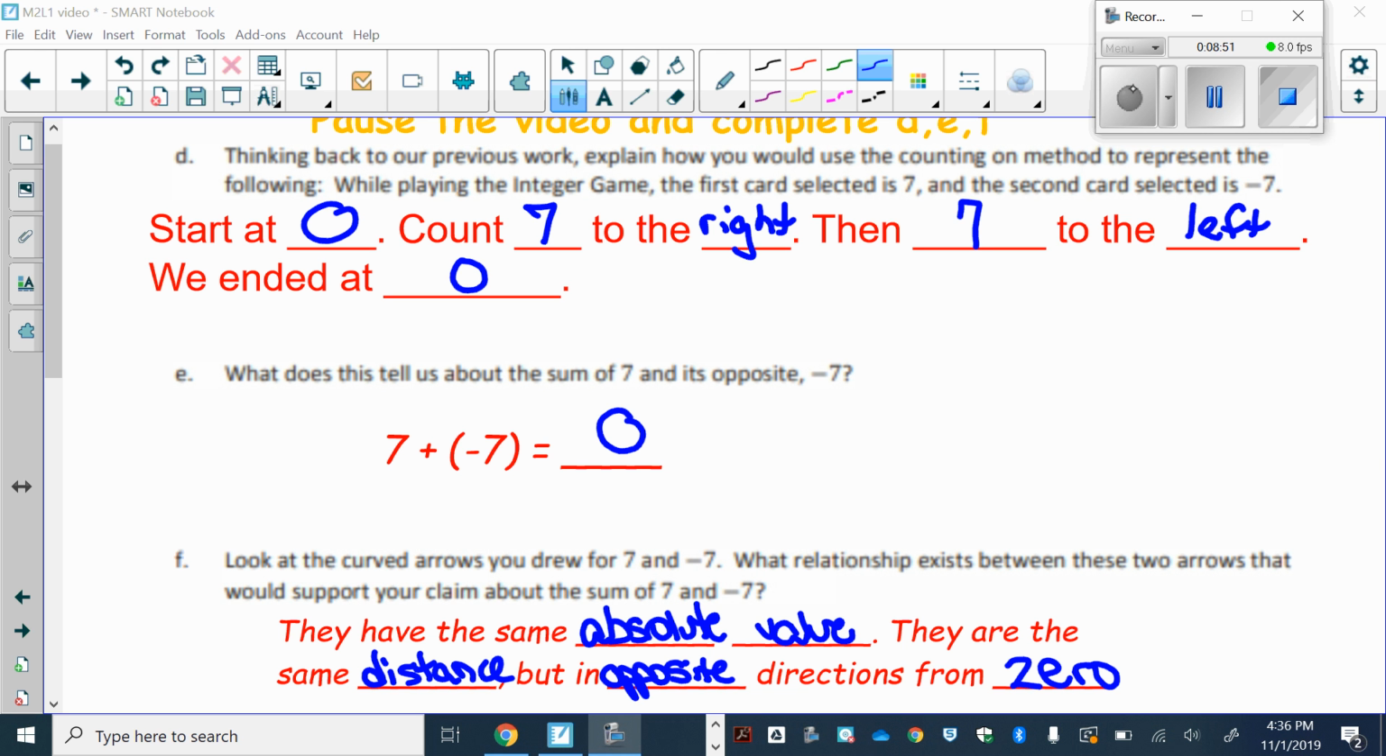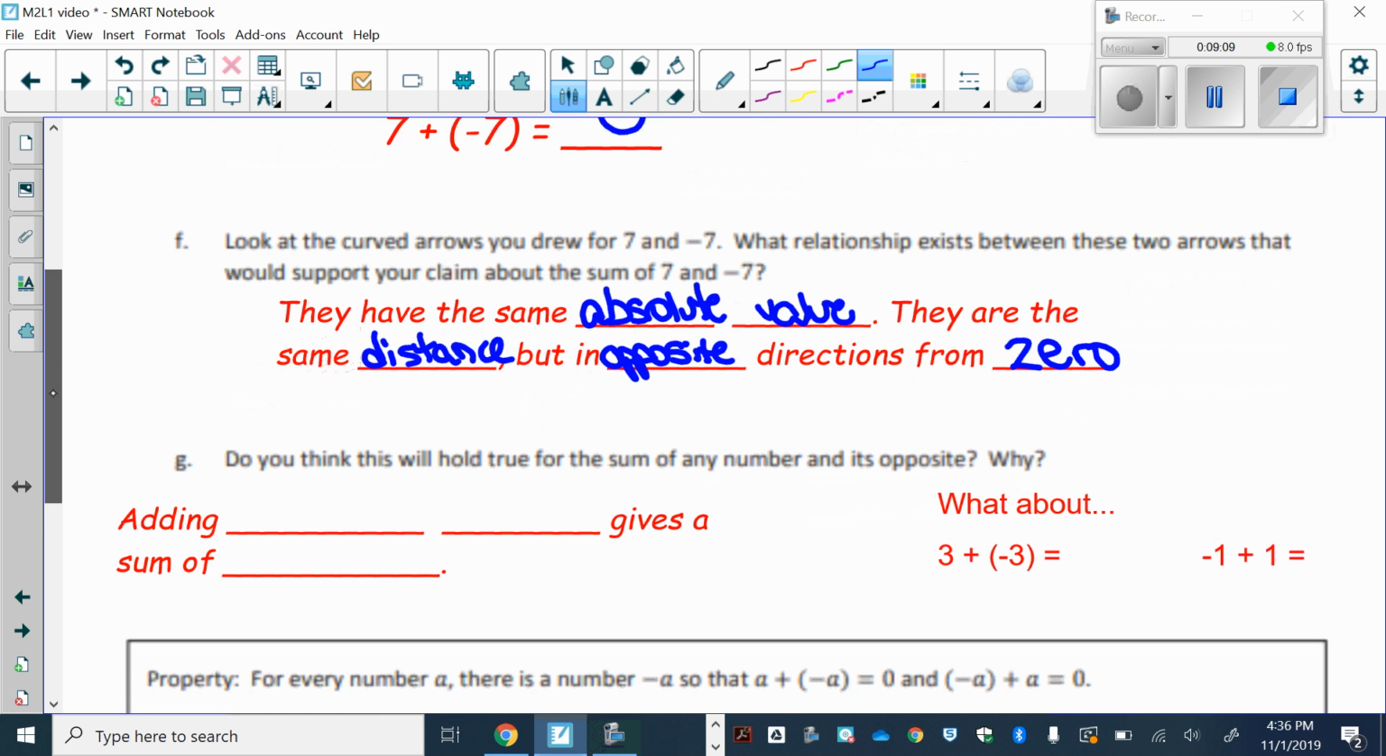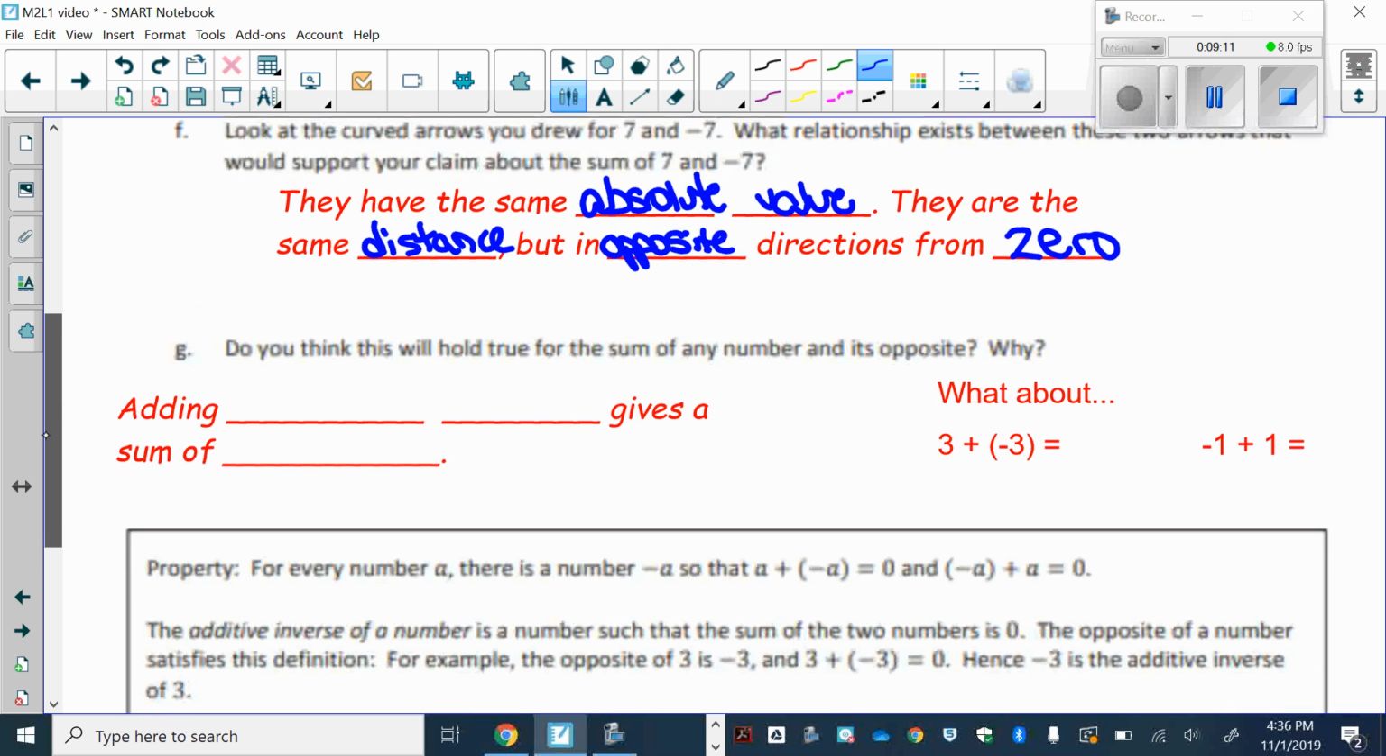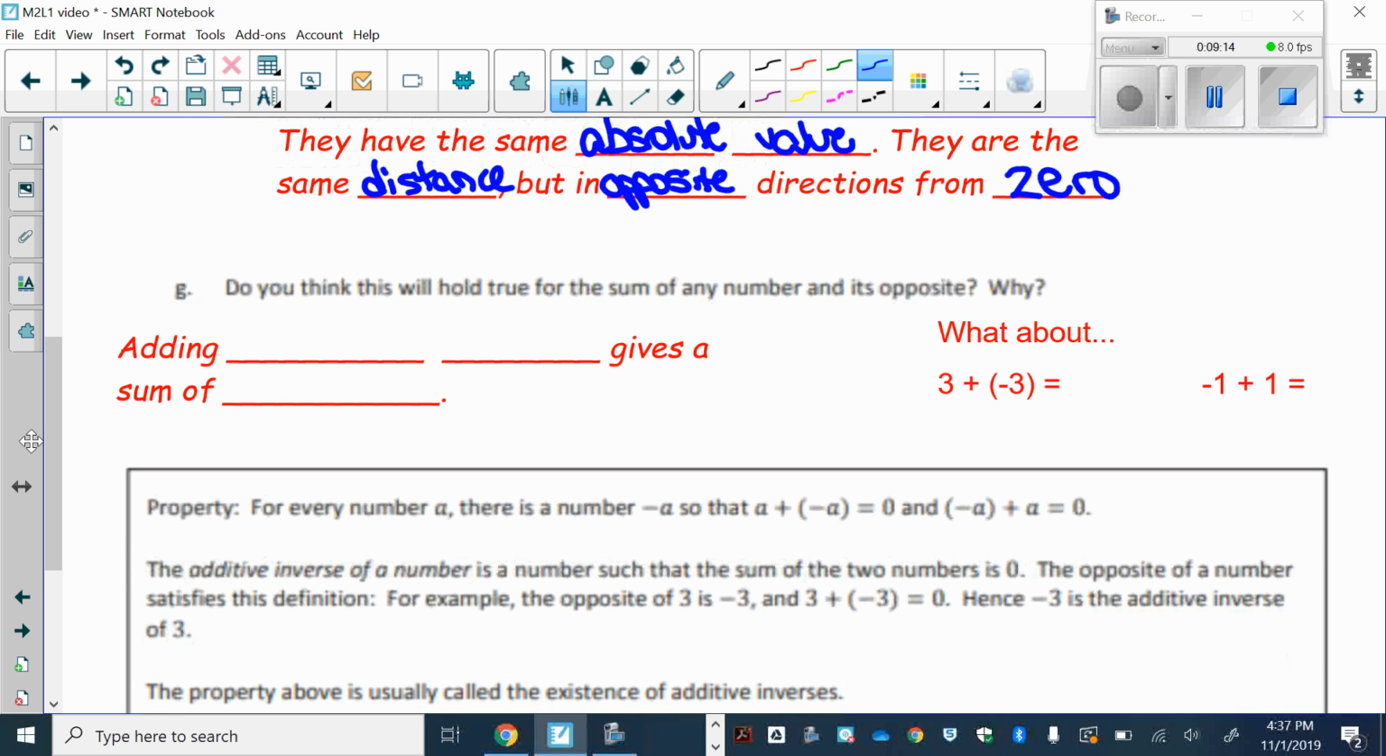Look at the arrows you drew for 7 and negative 7. What relationship exists between these two arrows that would support your claim about the sum of 7 and negative 7? The arrows are the same length, the same absolute value. They are the same distance, but in opposite directions from 0. So do you think this will hold true for the sum of any number and its opposite? Why? So I'm going to say that adding opposite numbers gives a sum of 0.